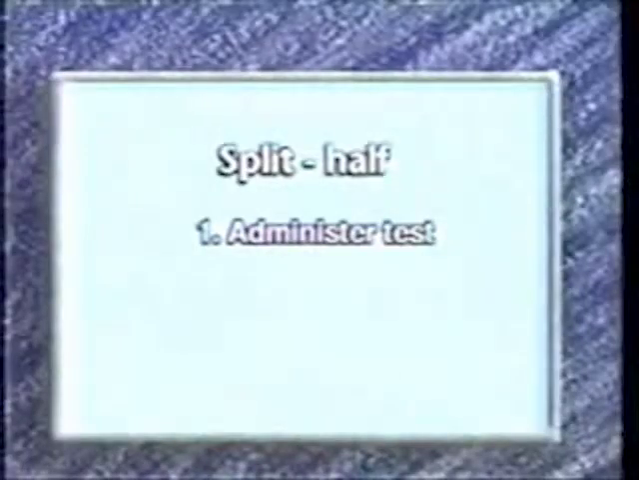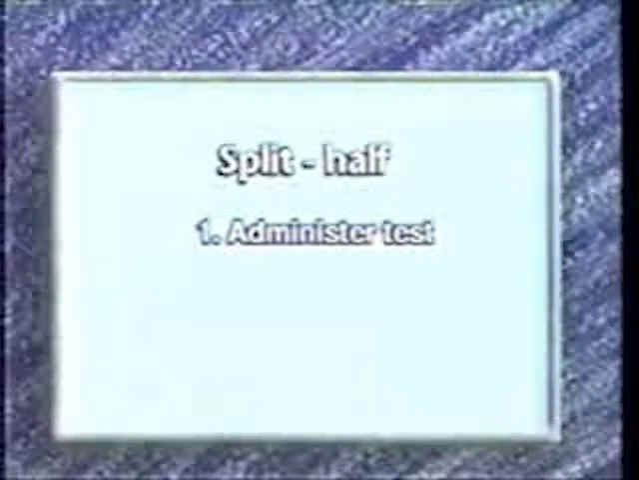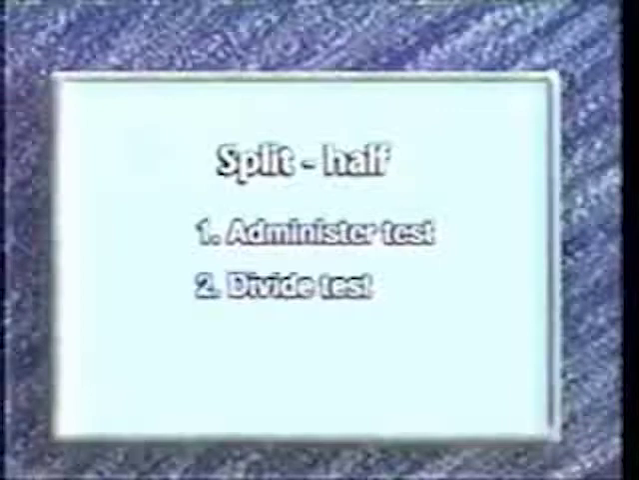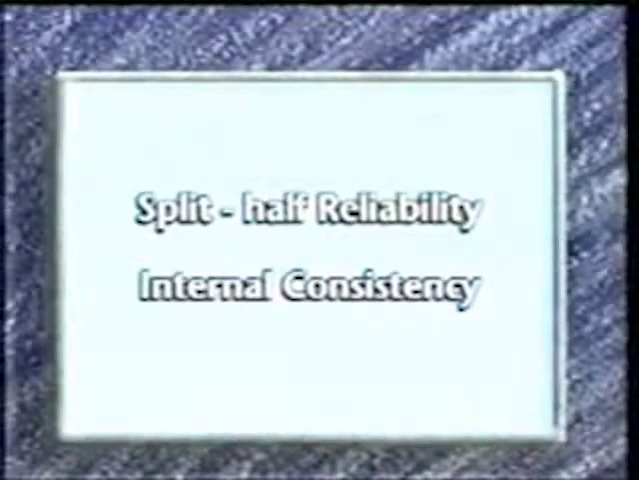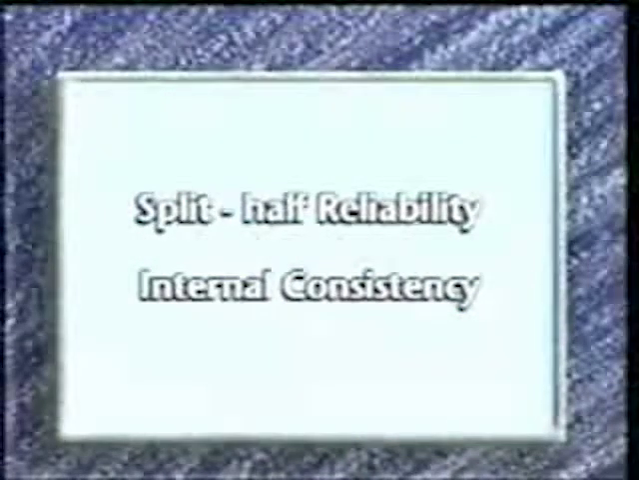In split-half reliability, a single testing is administered. After administration, the test is divided into two parts, and the scores from the two parts are compared. The test is commonly divided by using odd and even test items. However, the test could be divided in other ways. Split-half reliability is a measure of internal consistency.